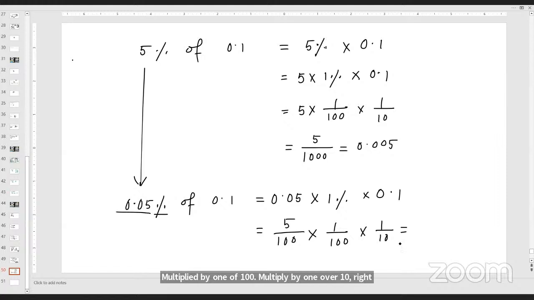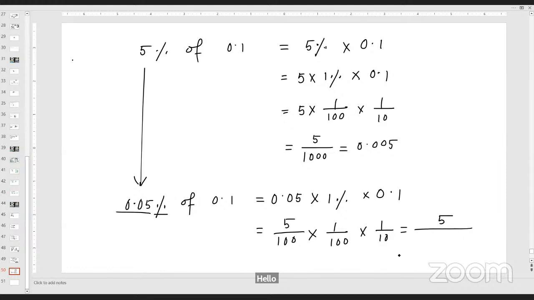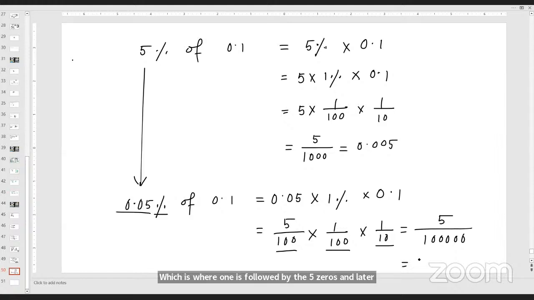Correct? Yes, sir. Now, what about these denominators? We have to multiply them all, and now we're going to get a number which is 1 followed by 5 zeros, and later on if we divide actually, we can write down 0.00005. As we have 5 zeros, so we'll have to put the decimal point 5 steps to the left, right?